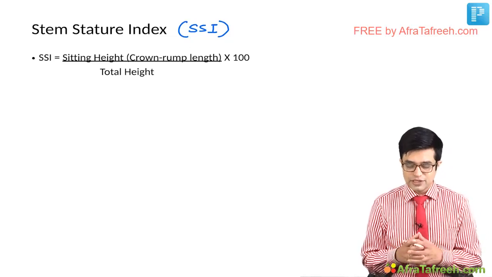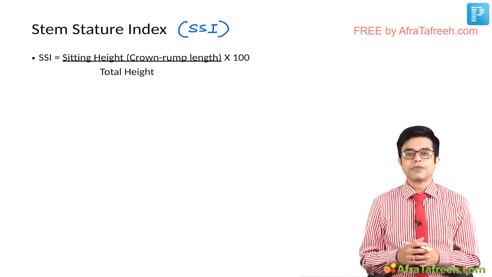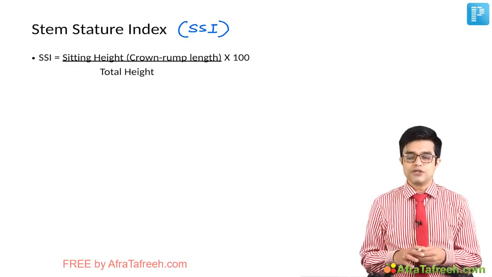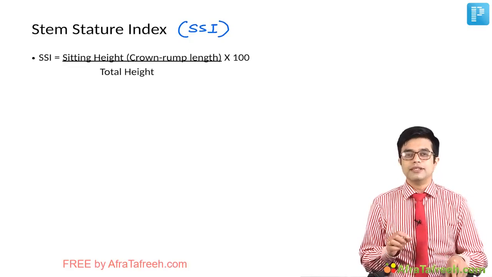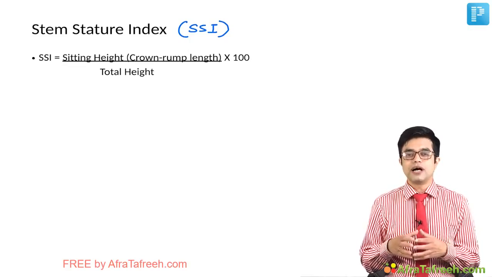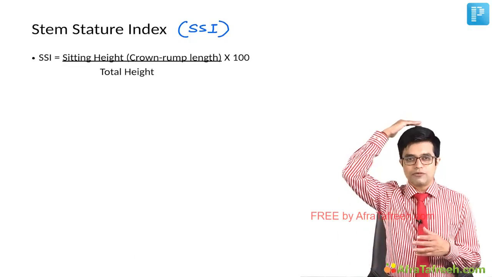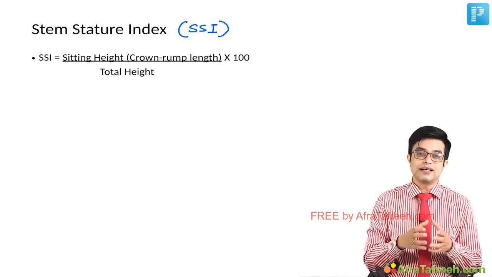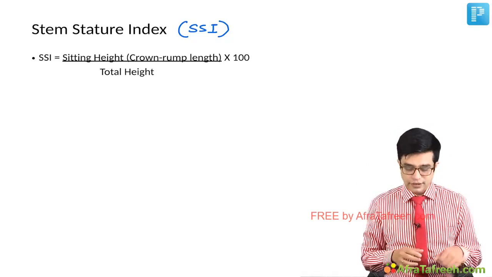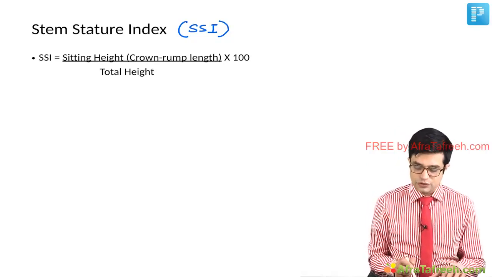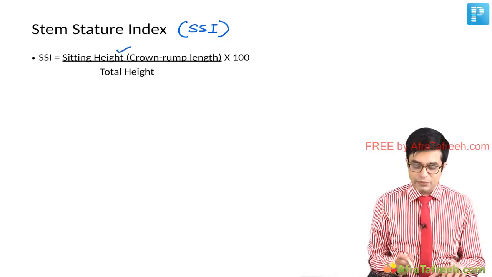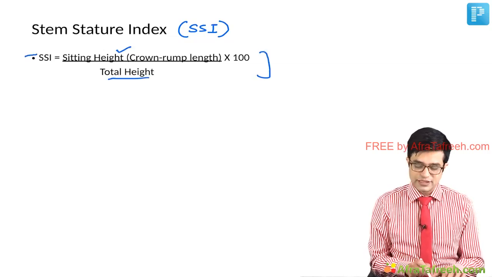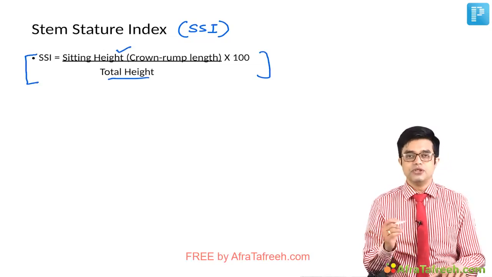So what is the stem stature index? If you remember, in the previous module, we had talked about upper segment to lower segment ratio, and there I had told you that upper segment refers to the height from top of head till midpoint of pubic symphysis. It is also called sitting height or crown rump length. So stem stature index refers to sitting height, that is upper segment, divided by total height multiplied by 100. So this is the stem stature index which is used.